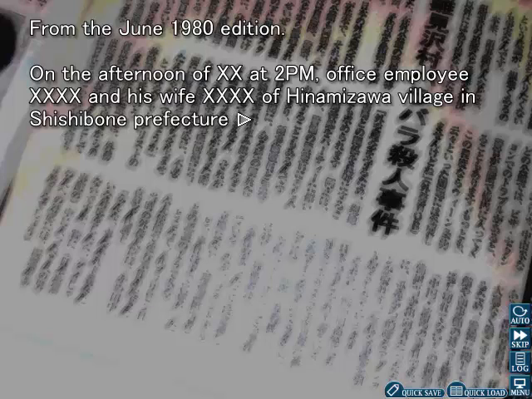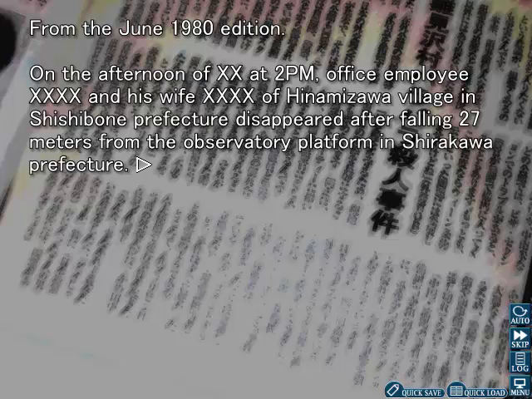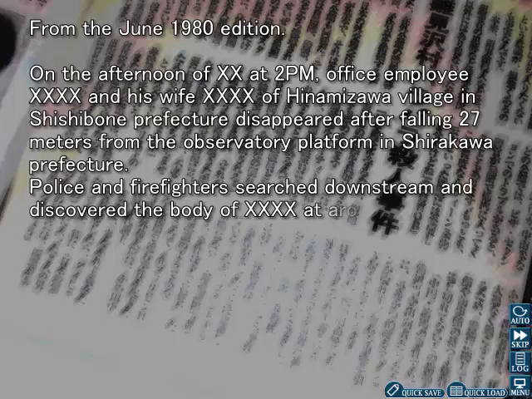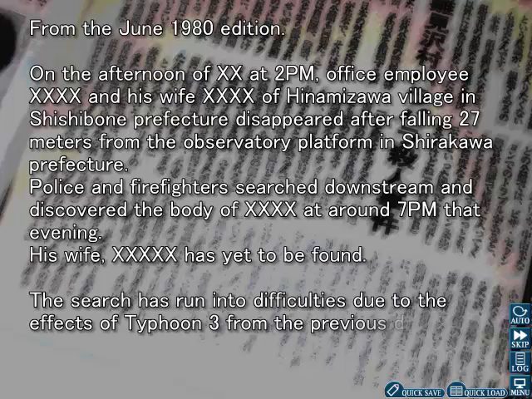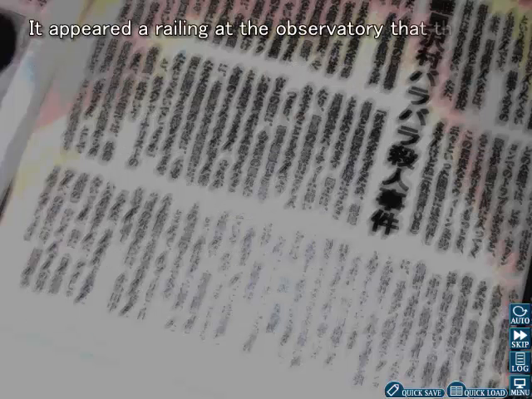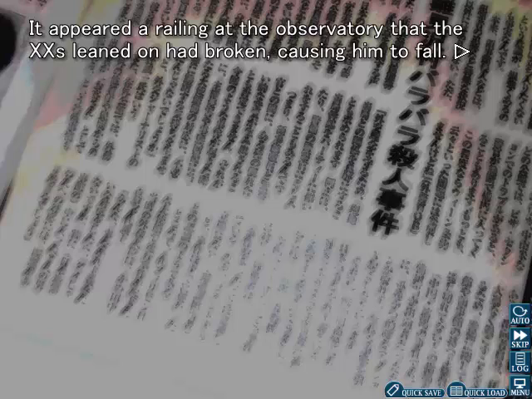of his employee blah and his wife blah of Hinamizawa village in Shishibone Prefecture, disappeared after falling 27 meters from the observatory platform in Shirakawa Prefecture. Police and firefighters searched downstream and discovered the body of Blah at around 7 p.m. that evening. His wife Blah is yet to be found. The search has run into difficulties due to the effects of Typhoon 3 from the previous day. It appeared a railing at the observatory that the Blahs leaned on had broken, causing him to fall.